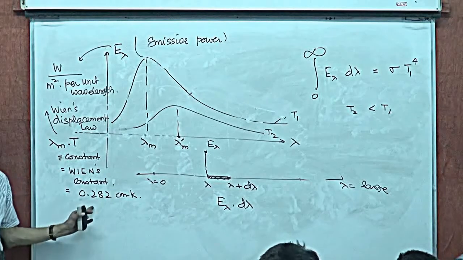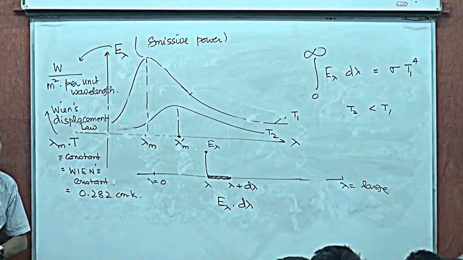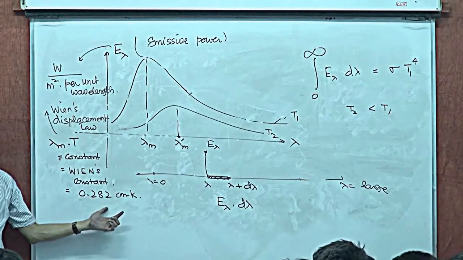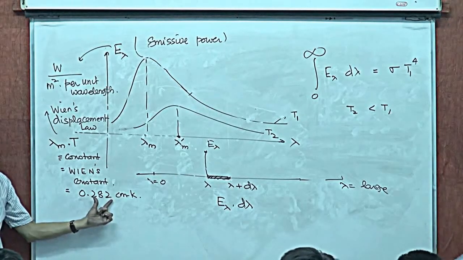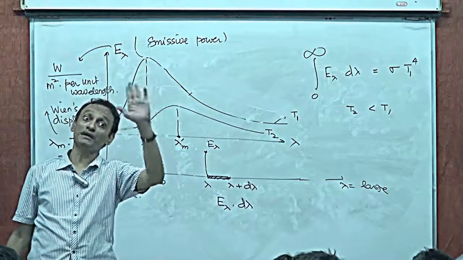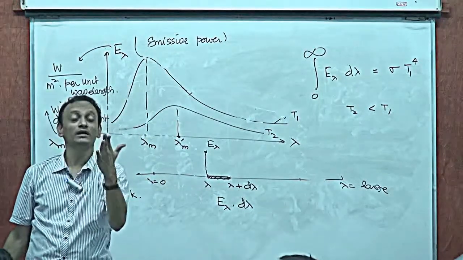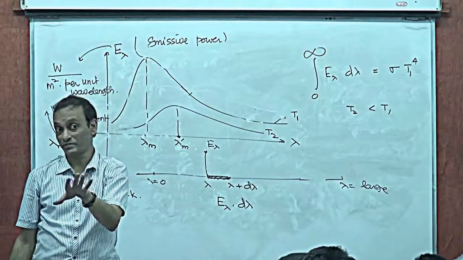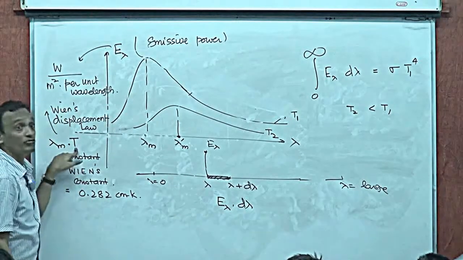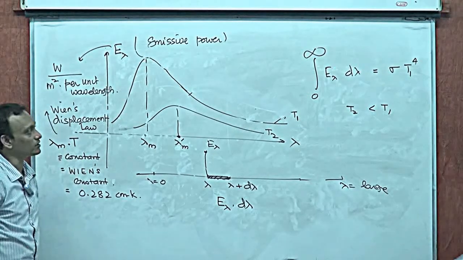0.282 centimeter Kelvin. Sometimes they use this as 0.3, sometimes 0.29, based on the problem, whatever is more convenient in terms of calculation. So this is Wien's constant. Again, there is a formal mathematical proof of this. Just in case you want to know, I can share the material with you. It is not just purely experimental; it has a proper formal mathematical proof. Lambda m into T equal to constant, where T must be in Kelvin. So this is Wien's displacement law.